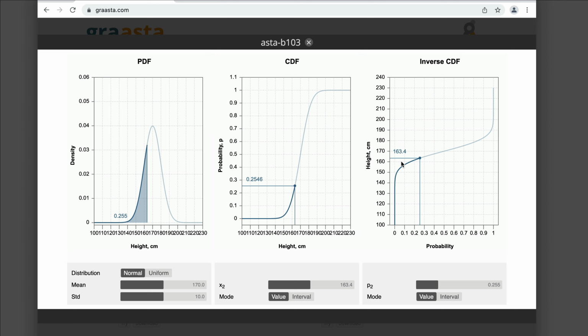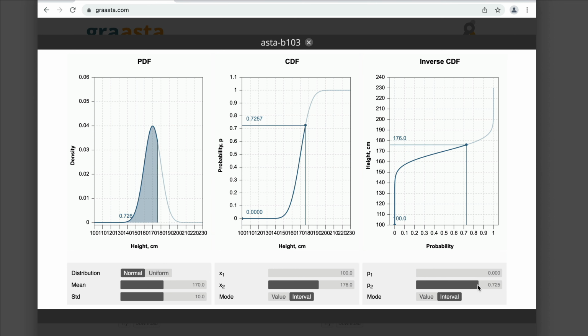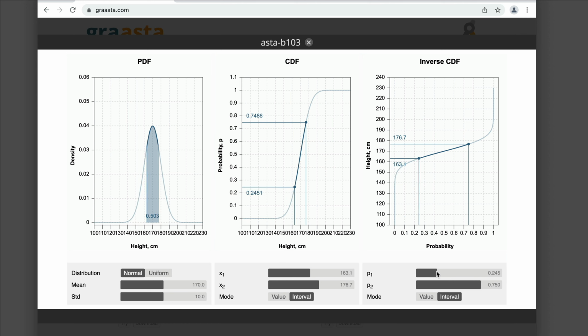You can also use these functions in interval mode. If you click interval here or here, you can now define an interval. For example, let's define an interval between the first and the third quartile. This will be the third quartile, and this I will set to the first quartile, 25%. Now you can see this is the interval between the first quartile and third quartile, and this is exactly the interquartile range. This is the interval in centimeters, and look, the area is approximately 50%.